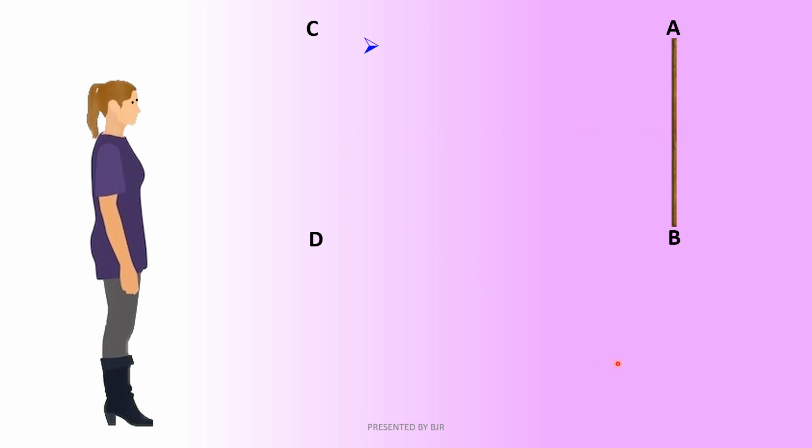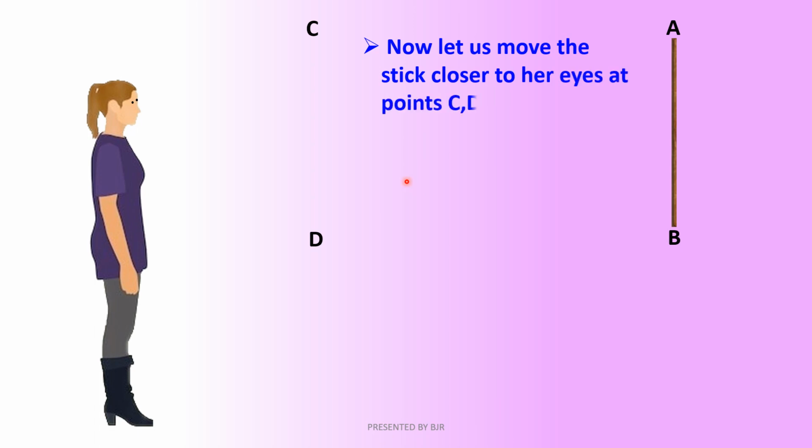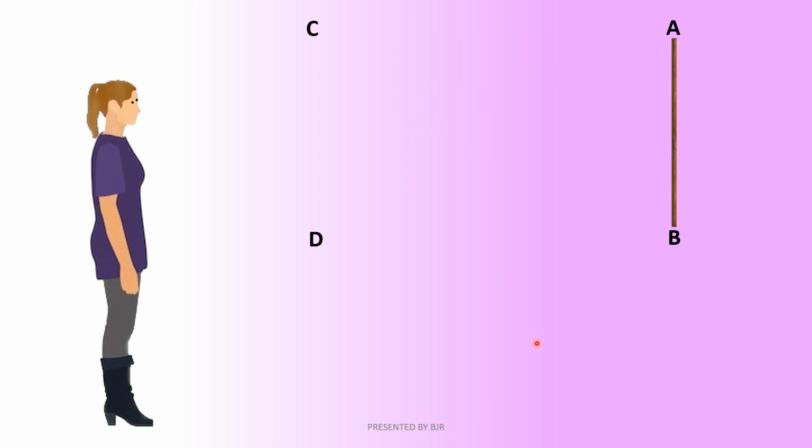Okay, see. Now let us move the stick closer to her eyes at points CD. Okay, see here. Now the rod is at the two points CD. I have brought the rod from the points A, B to the points CD.